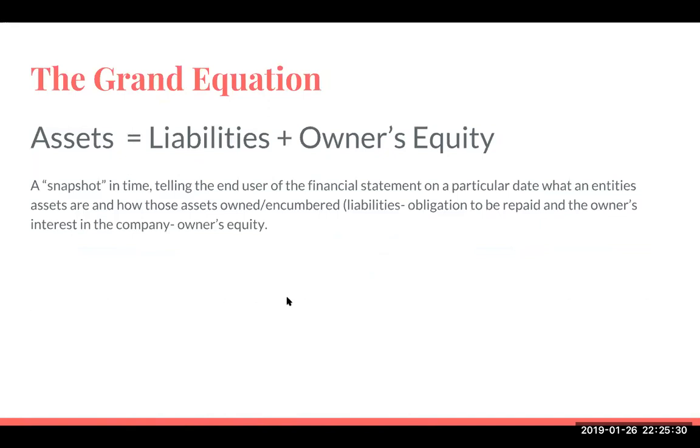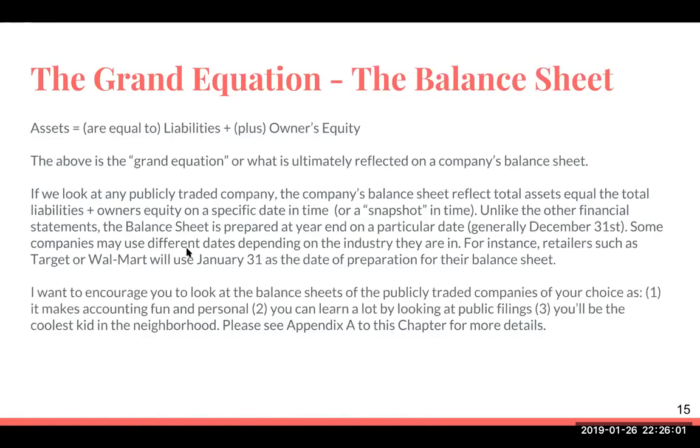Okay. So the grand equation, the equation we're going to focus on during this presentation, is that assets are equal to liabilities plus owner's equity. This is a snapshot in time. It's telling us at a certain point in time, like taking a photo, what our assets are, what the liabilities are that have a claim on those assets, and then what our owner's equity is. Let's take a look at each one of these.